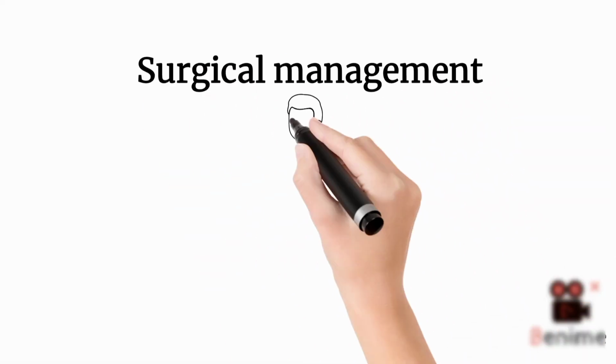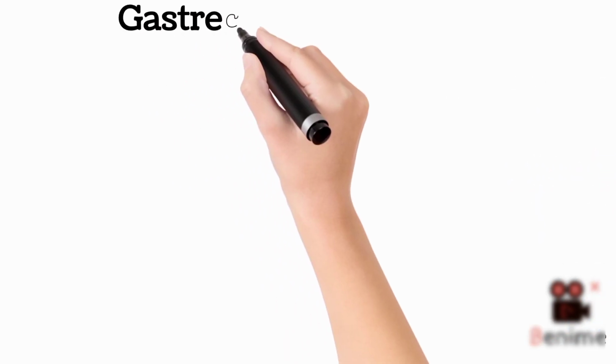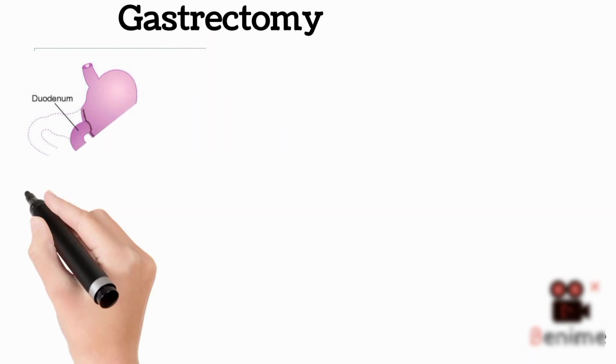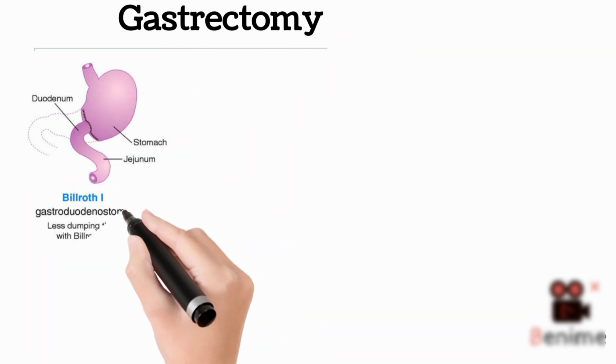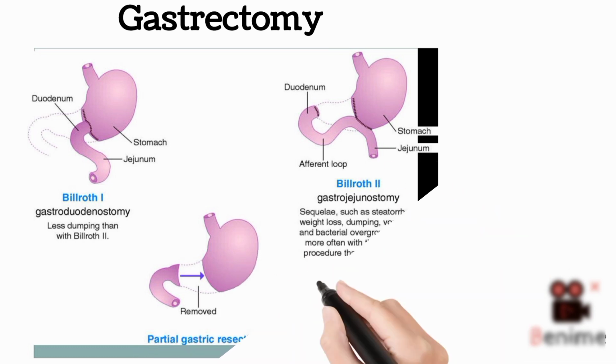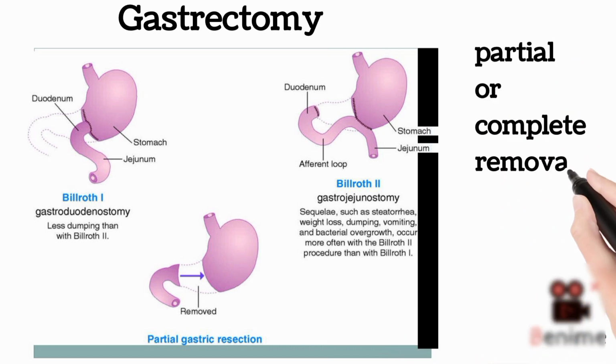Time for the surgical management of peptic ulcer. The first procedure, gastrectomy, where partial or complete removal of the stomach is done, with anastomosis to the small intestine. Depending on which portion of the small intestine is anastomosed, we have Billroth 1, where it's anastomosed to the duodenum, also called gastroduodenostomy. We also have Billroth 2, where it's anastomosed to the jejunum, also called gastrojejunostomy.